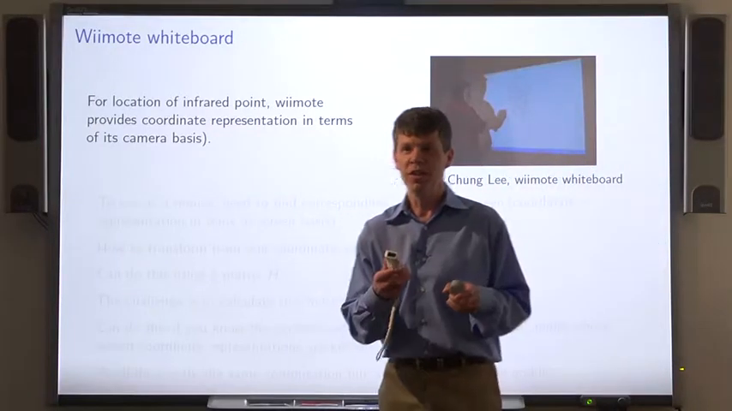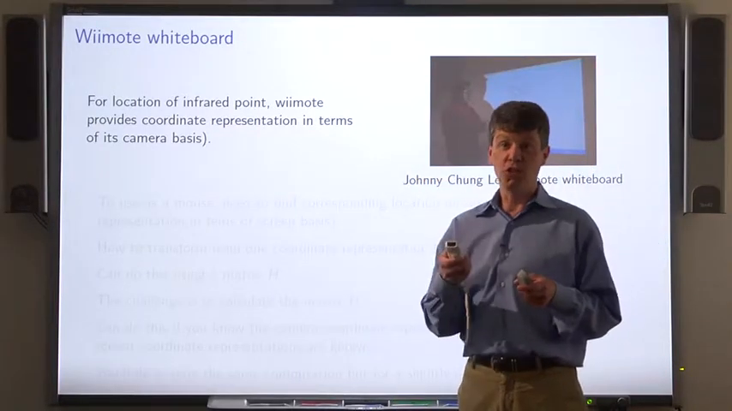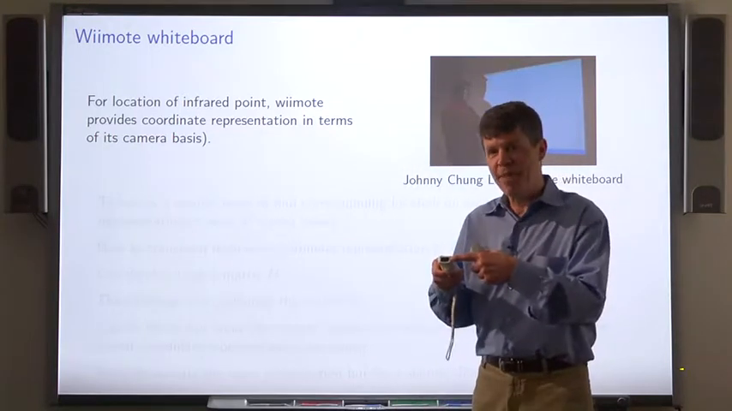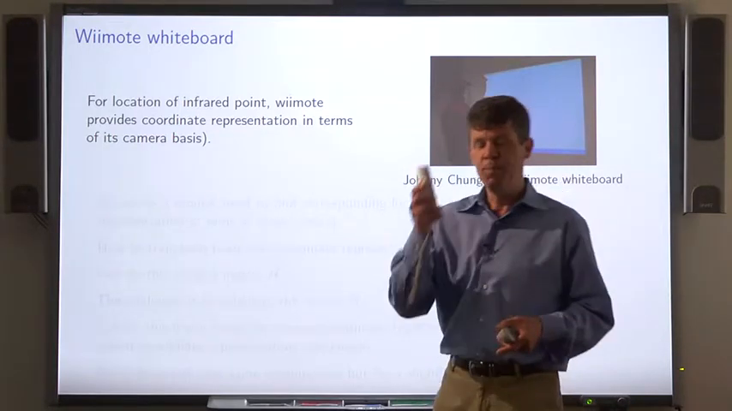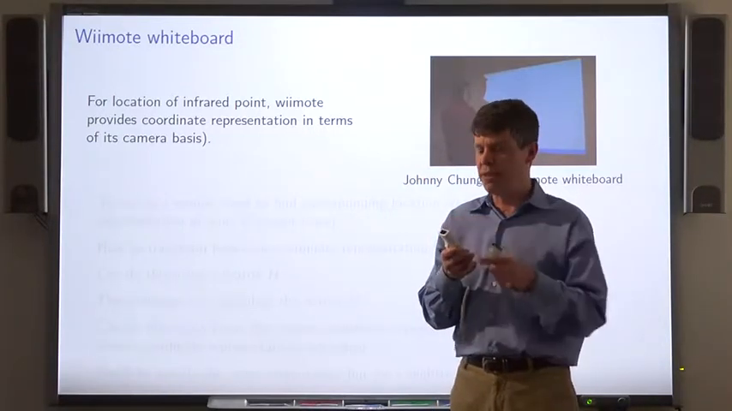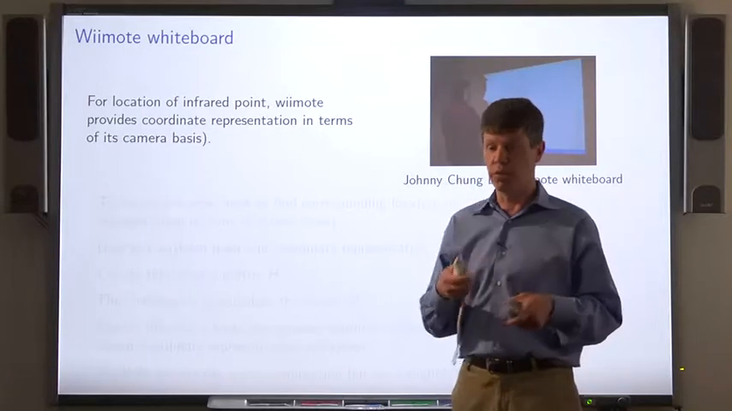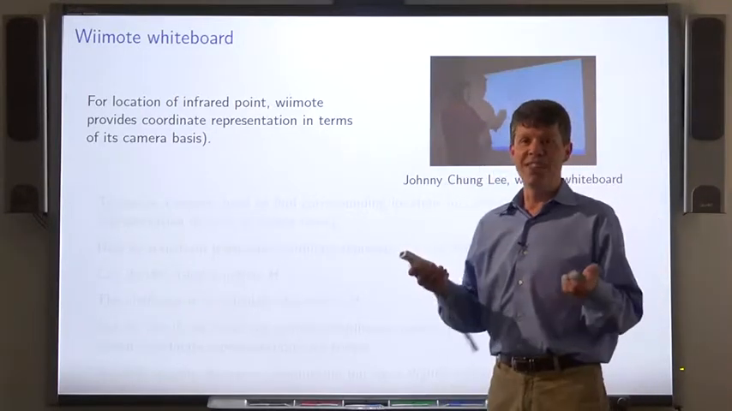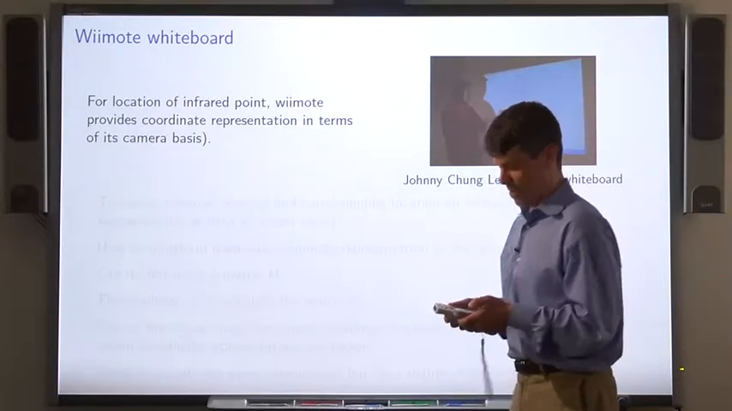This is a Wiimote, a remote control for the Wii video system, and it has an infrared camera in here. And it can wirelessly report the location of infrared points that it sees to the computer. Johnny Chung Lee showed that we could use this as a simple light pen.